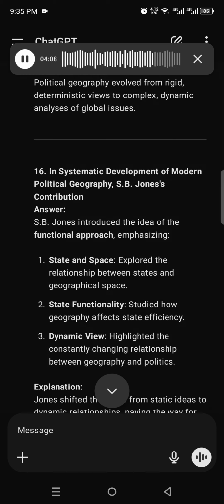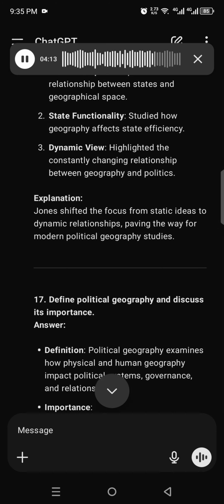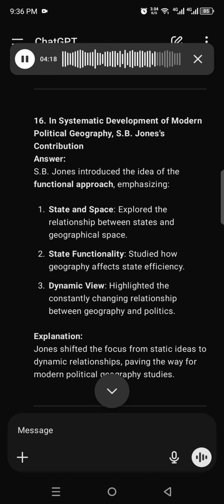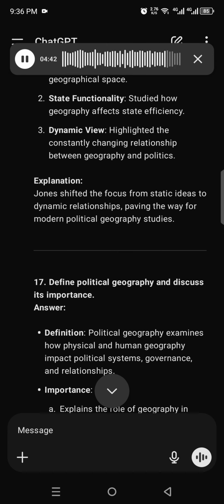16. In systematic development of modern political geography, S.B. Jones's contribution. Answer. S.B. Jones introduced the idea of the functional approach, emphasizing 1. State and space. Explored the relationship between states and geographical space. 2. State functionality. Studied how geography affects state efficiency. 3. Dynamic view. Highlighted the constantly changing relationship between geography and politics. Explanation. Jones shifted the focus from static ideas to dynamic relationships, paving the way for modern political geography studies.